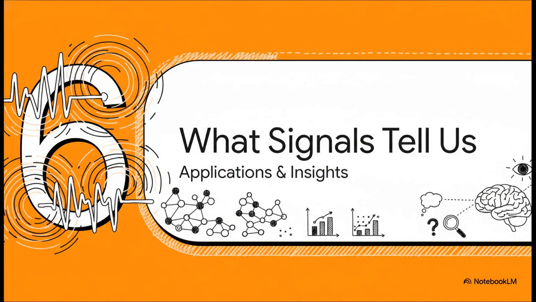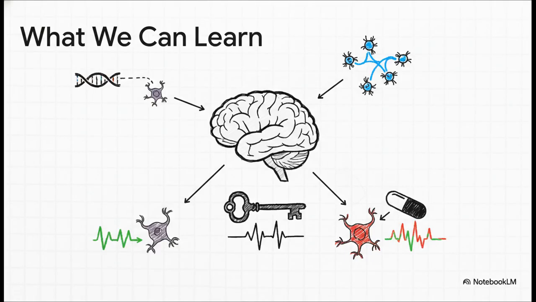So we've gone all the way from the basic physics of a neuron to these sophisticated ways of recording and decoding its signals. But why do we go to all this trouble? What are the big questions we can finally start to answer? Honestly, the applications are massive.